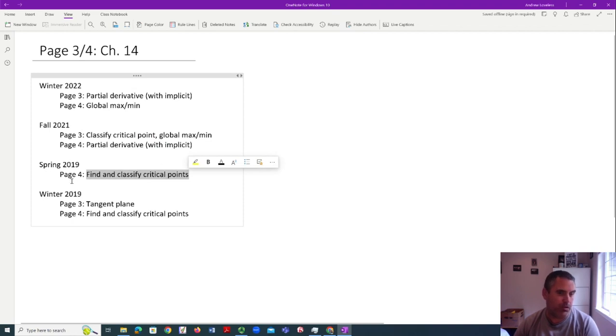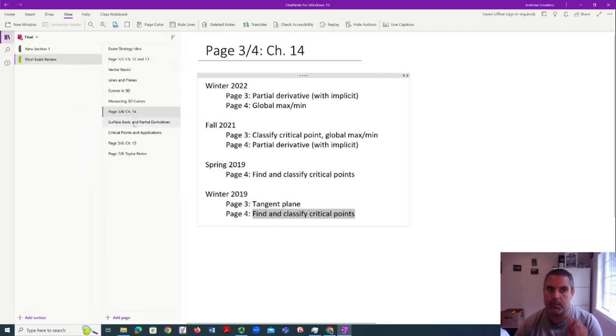It looks like we had more questions on chapter 15 that term. Winter 2019, there was a tangent plane. There was a find and classify critical points. Okay, so you can get a flavor. Your pages 3 and 4 will be similar in nature. So let's say some specific things.